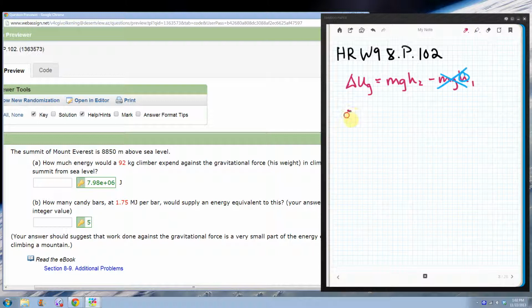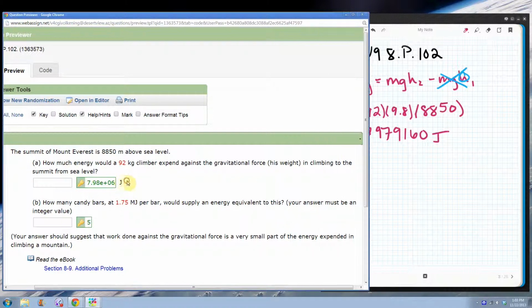So that is, m is 92 kilograms, g is 9.8 meters per second squared, and the height is 8,850 meters. Put that in my calculator and I get 7,979,160 joules. Oop, come on. Sorry, it froze for a second. Been doing that a lot.